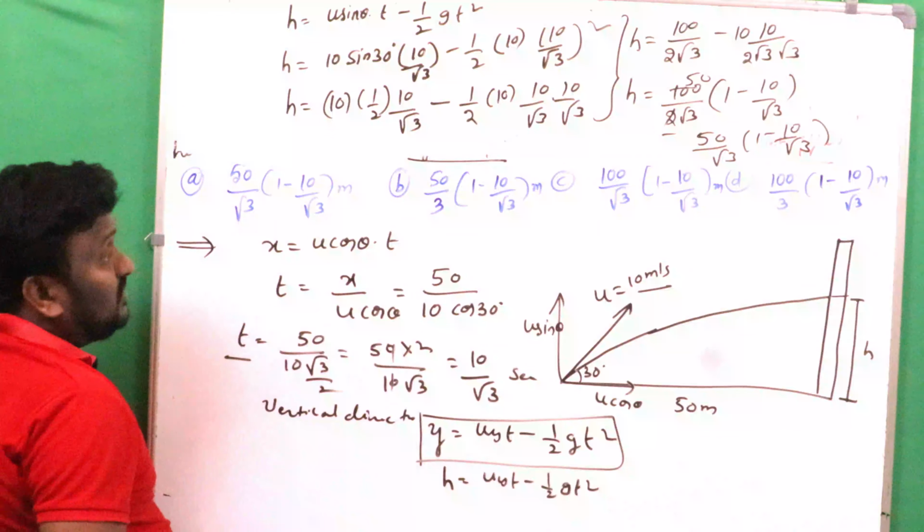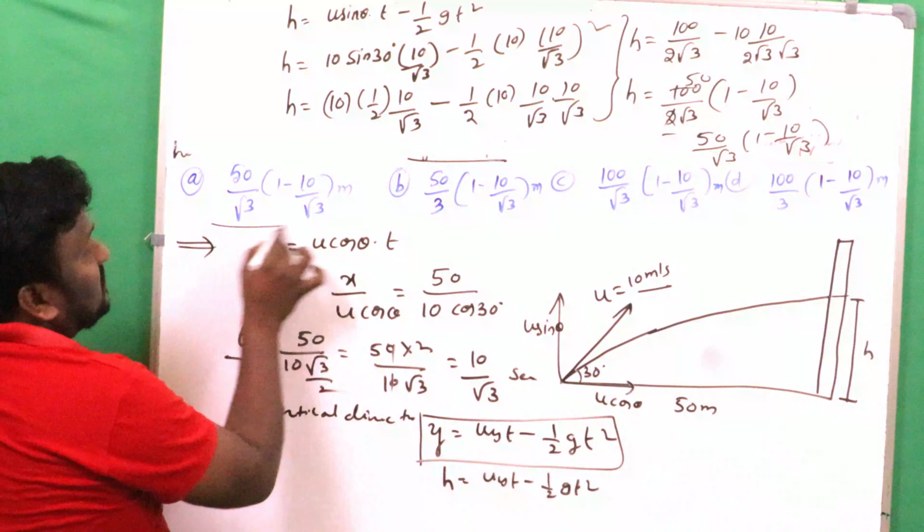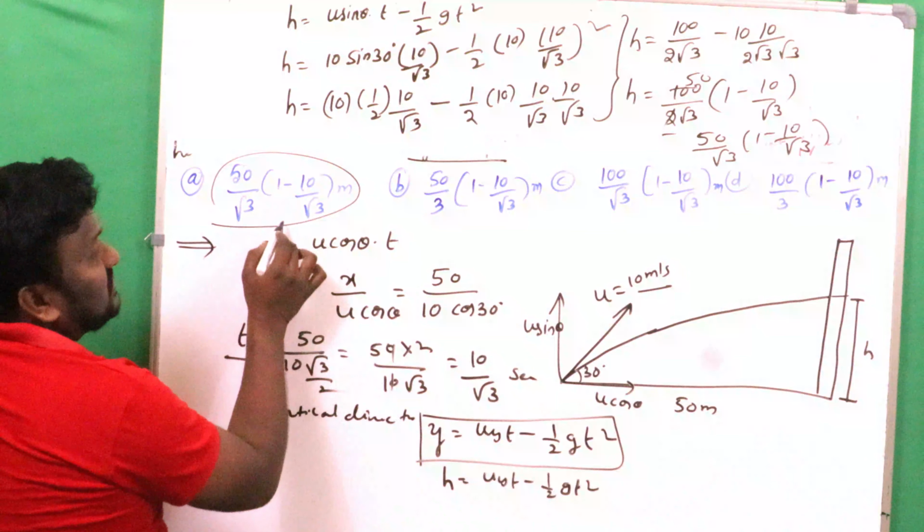So that's why, children, among the 4 options, the first option, the red one, 50 by root 3 of 1 minus 10 by root 3.